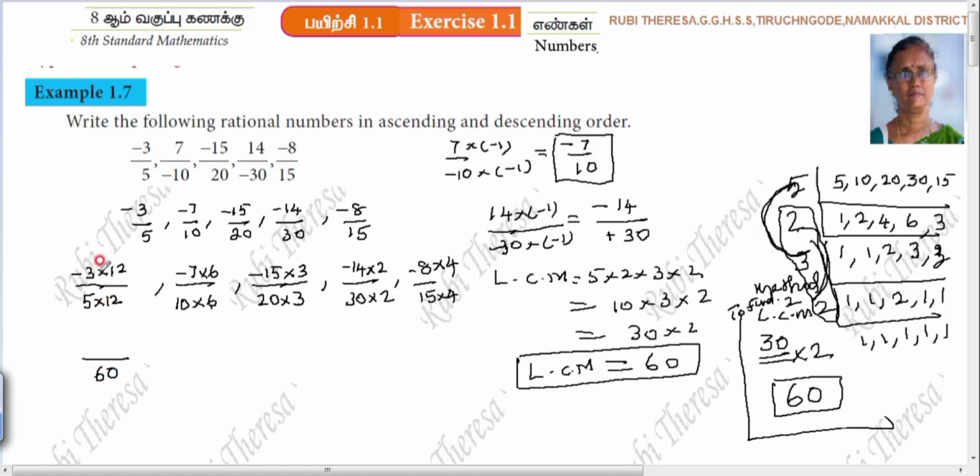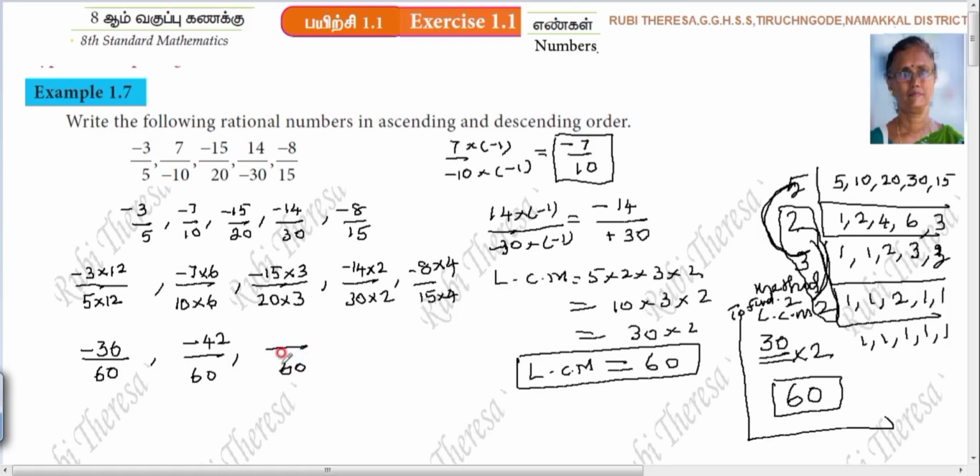3 12s are 36, 3 2s are 6, 1 3 is 3, minus 36 by 60. Next one, 60, minus, plus into minus is minus. 7 6s are 42. Very good. Who said 42? Super.